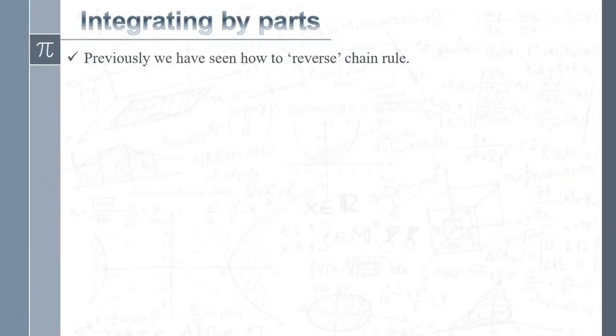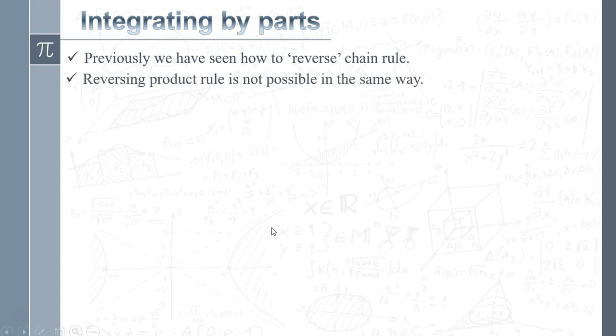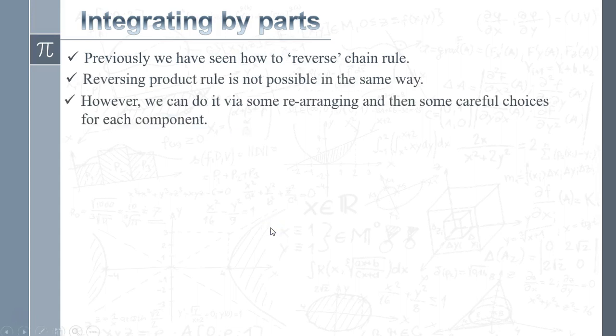If we start off by thinking about how we integrate, we looked at reversing chain rule, which we were able to do by inspection in a lot of cases. But if we're going to try and reverse product rule, it's just not possible to do it in the same way. So what we're going to have to do is a little bit of rearranging of our product rule, and then some careful choice of what we're going to pick as each part within our product rule gets us around that. So let's have a little look at product rule.